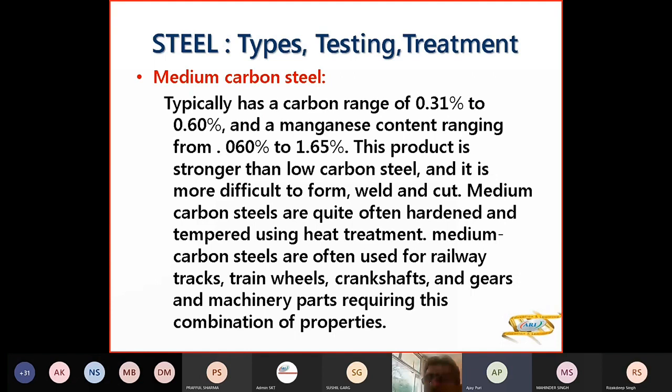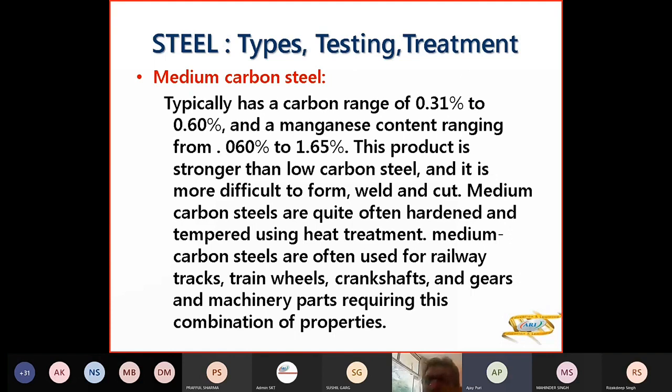It is stronger than your low carbon steel, but the formation is difficult. Welding is difficult, cutting is difficult. So here you can't use it in shipbuilding because you require a lot of welding and cutting there. Medium carbon steel is quite hardened because your carbon content is more. Then it is tempered to make it tough by using heat treatment.